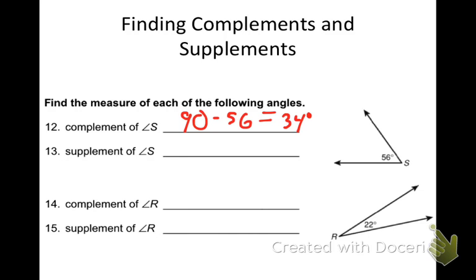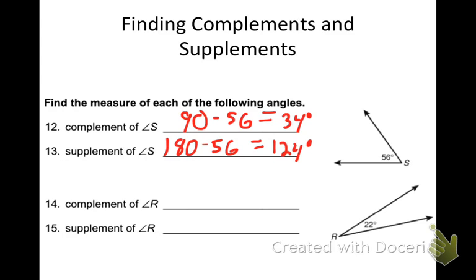What about 13? It says the supplement of angle S. Well, complement is 90, supplement is 180. So how would I find the supplement? I would subtract from 180. So 180 minus 56. Clark, what's that give me? 124.